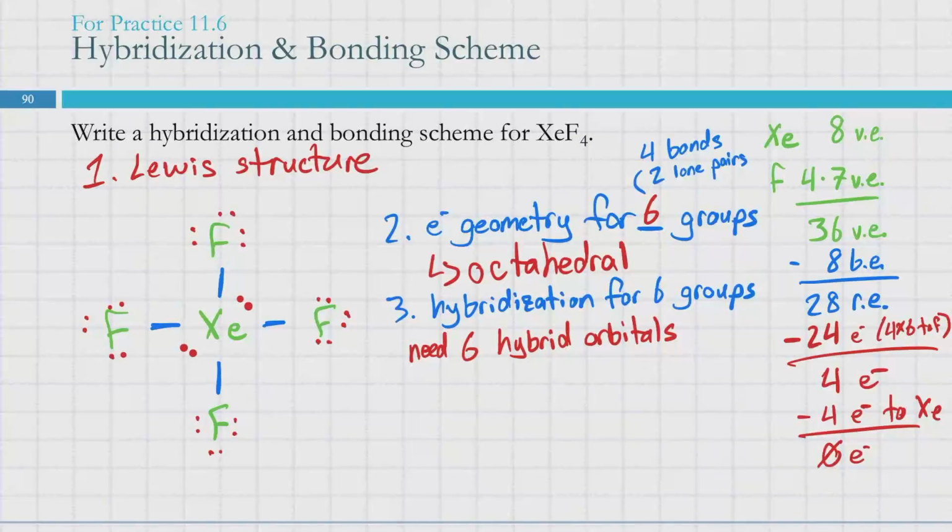What's the first orbital that we would start with for hybridization? S. How many S do we have? Just 1. We need 5 more. And then next is P. How many P's can we have? 3. So we've got how many hybrid orbitals so far? 4. We need 2 more, so we're going to have to tap into our D orbitals, and we need 2 of those, so the hybridization is sp3d2.